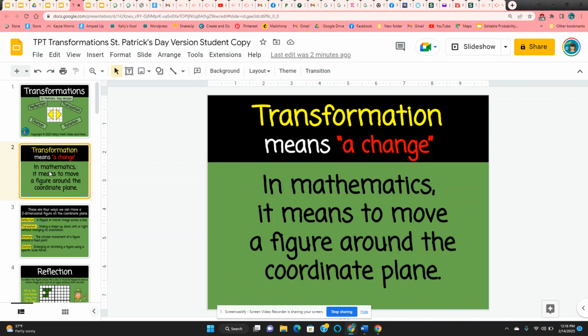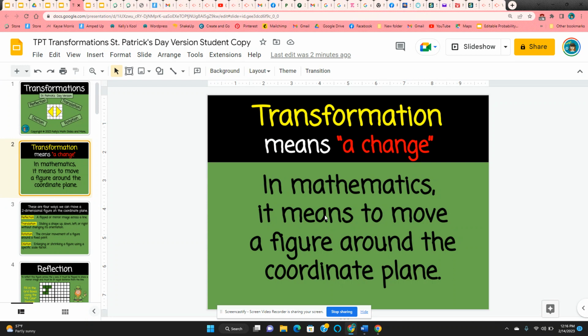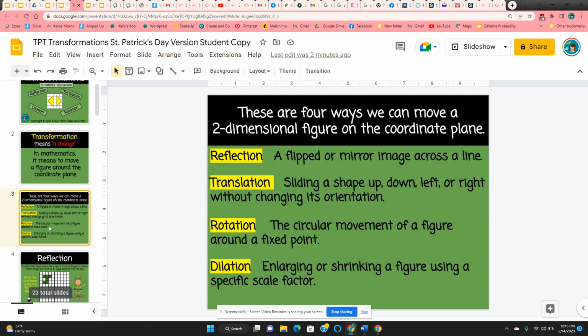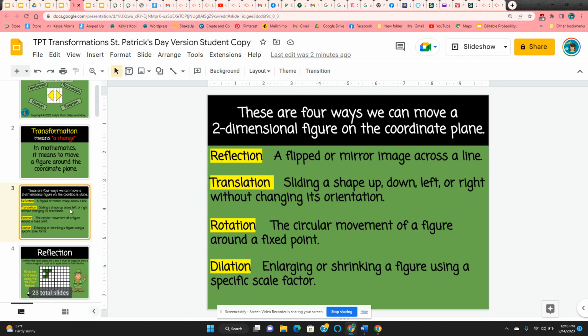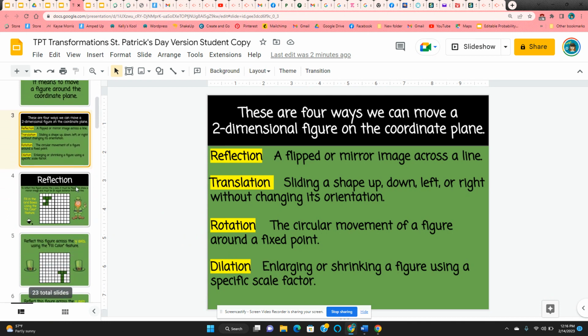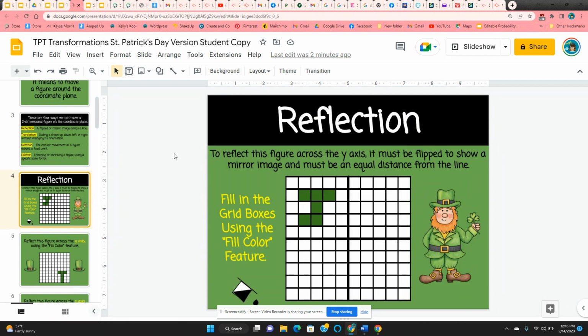So it starts out with a definition of what transformation means. And in mathematics, it means to move a figure around the coordinate plane. Then they're given the definitions of the four transformations they're going to be using in this lesson, so they can come back to slide 3 if they need a review of what each one of these means. They're going to start with reflection.